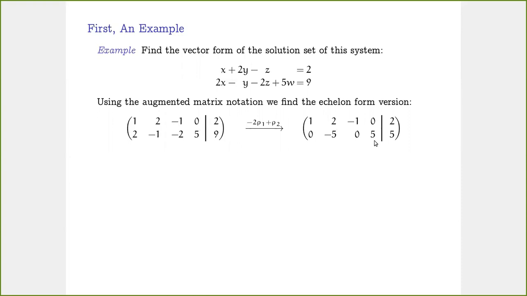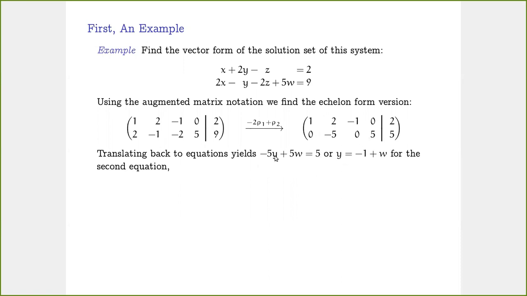Okay, once we have echelon form in terms of matrices, we need to translate it back to equations. The second row produces the second equation, and that's -5y. This is x column, y column, z column, w column. -5y plus 5w equals 5. We can solve this for the leading variable y in terms of the free variable w. And we get, canceling the 5s, y equals -1 plus w for the second equation.